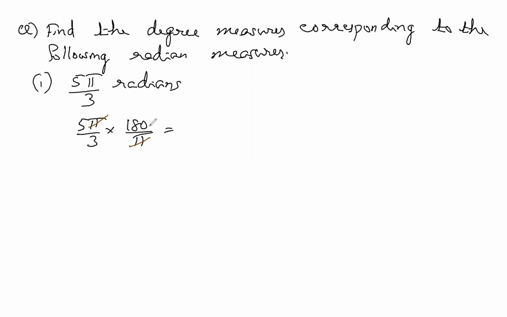All of you got this? These two will go, it becomes 60. 60 into 5 is 300 in degrees. So the answer is 300 degrees. So one more question: 7 pi by 6 radians. Please convert this into degrees.